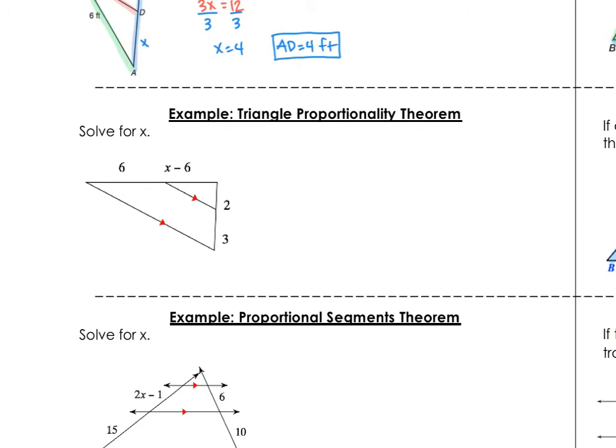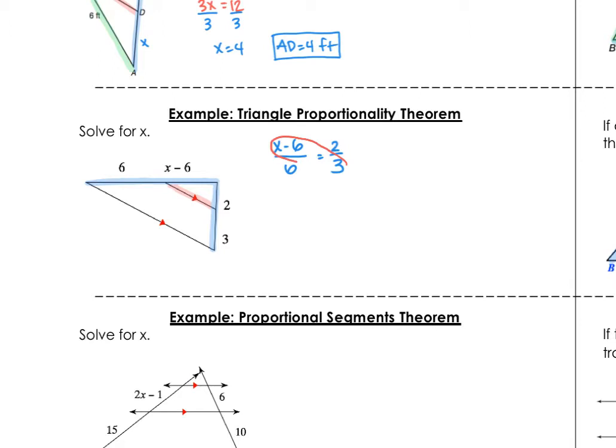So here we are. We have our parallel line in the middle, and then we have our 2 sides. So using the triangle proportionality theorem, I could set up my ratio. So I'm going to do x minus 6 over 6, so here to here, equals 2 over 3. So you need to make sure that x minus 6 over 6 matches up with 2 on top, and then 6 matches up with 3. All right, now we just cross multiply.